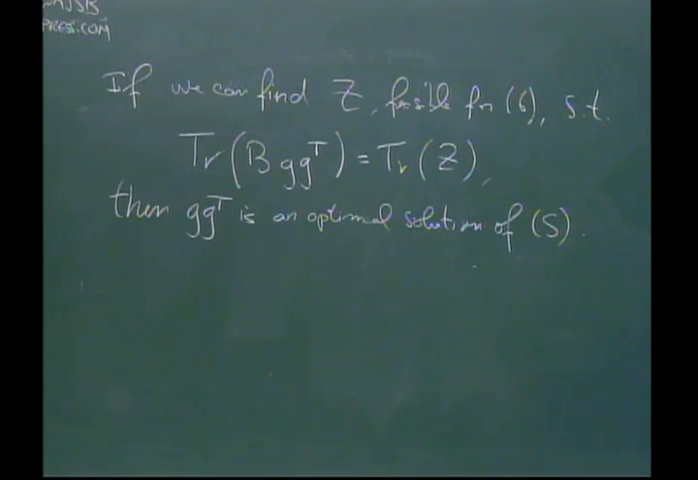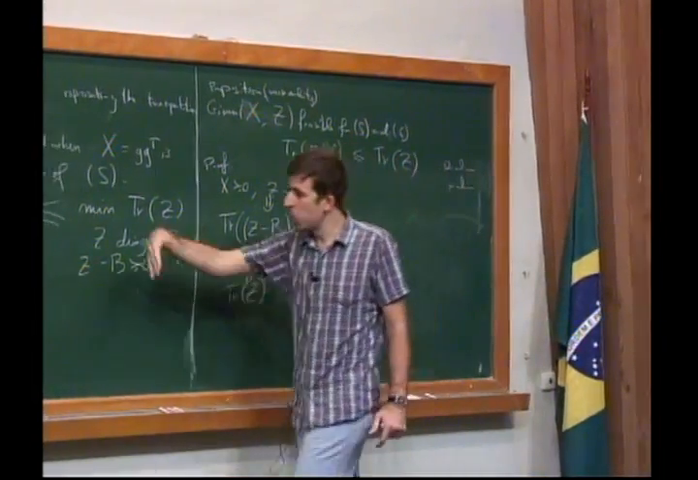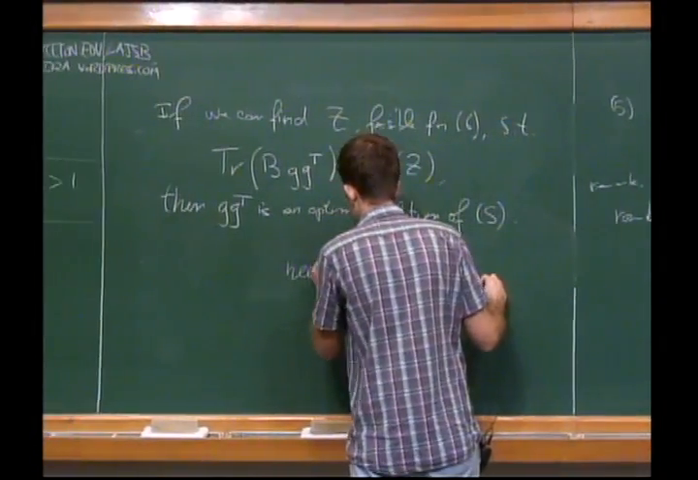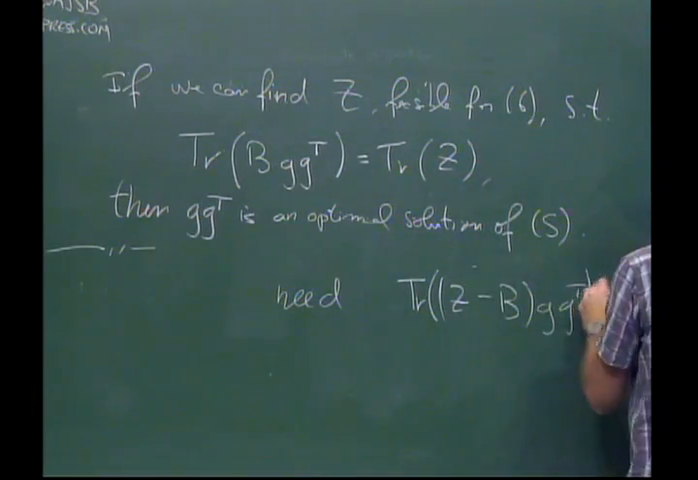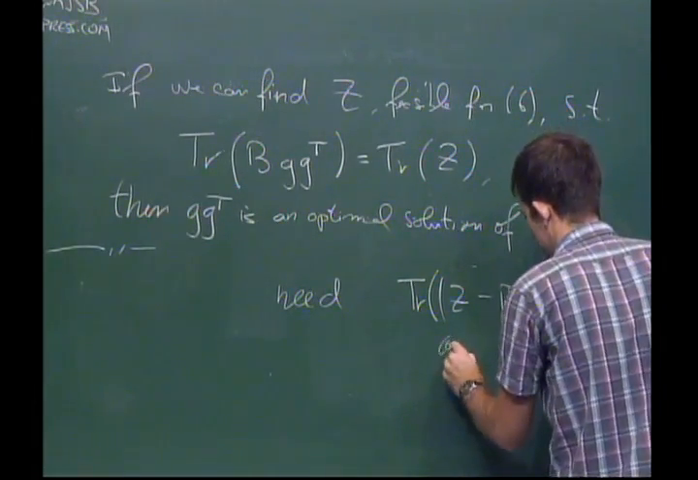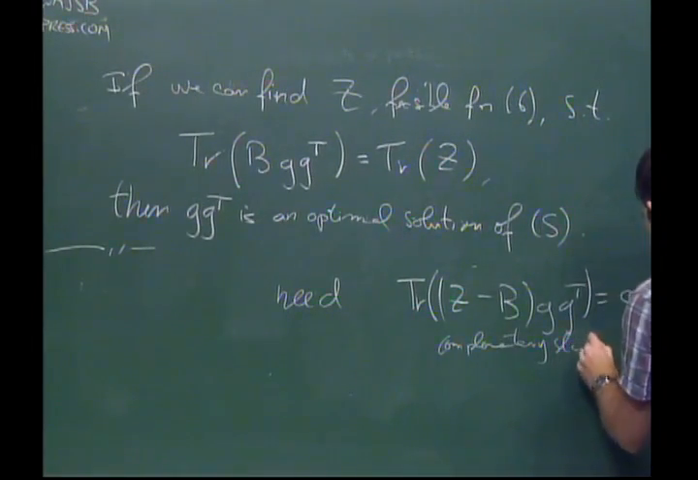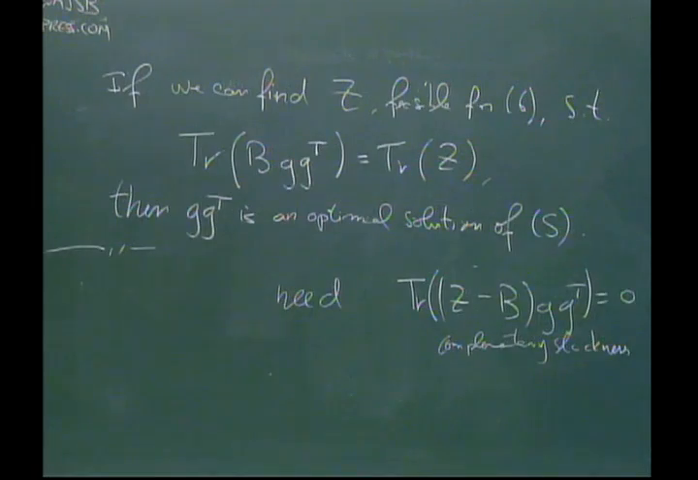So if we hope to find such a Z, then notice that we need these to be the same, so this needs to be 0. So if we hope to find something like this, we will need that trace of Z minus B times GG transpose is 0. And this is known as complementary slackness. It's like the complementary slackness in a linear program. Basically, there need to be some zeros; that's essentially what it's telling you about the constraints and the variables. It's not clear how to give the intuition here, but it's very similar to the complementary slackness in linear programming.